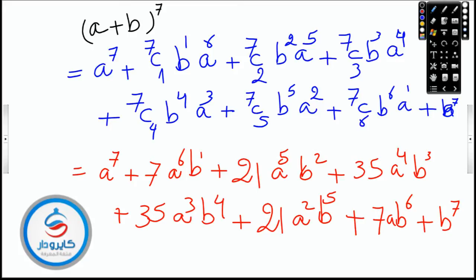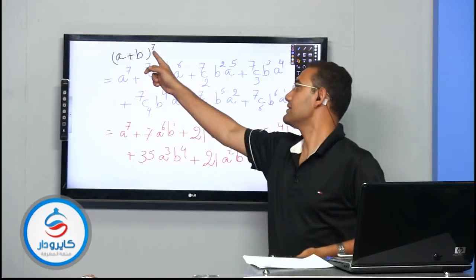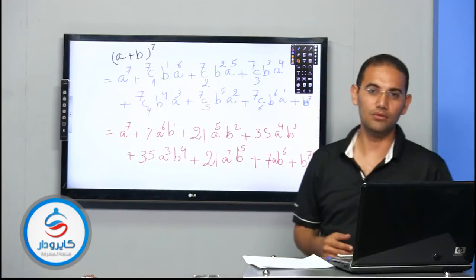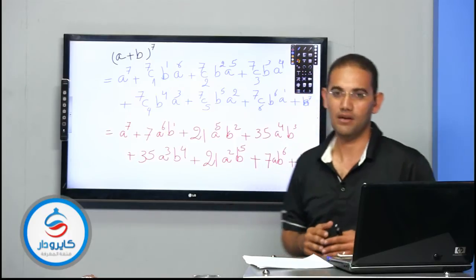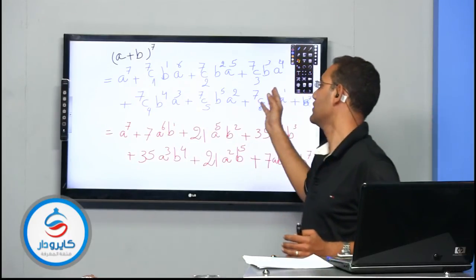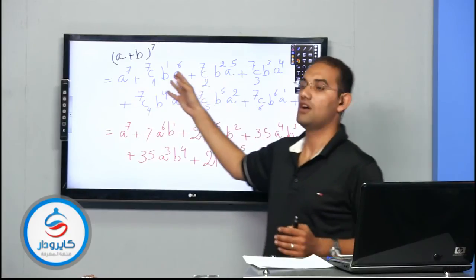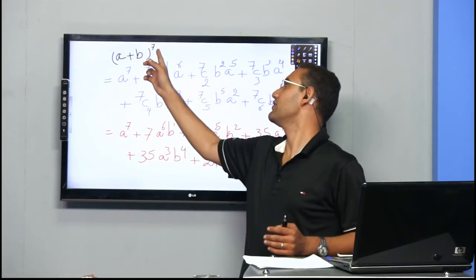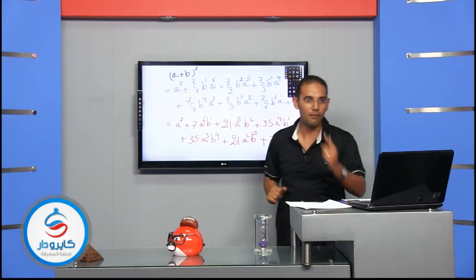What are we learning here? We are learning together how to expand a binomial, how to use this binomial theorem to make the expansion of a bracket that has a power more than 2, even if it's 3. We learned that the number of terms in the expansion is more than the power by 1.